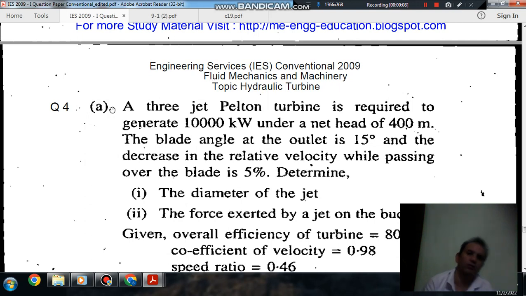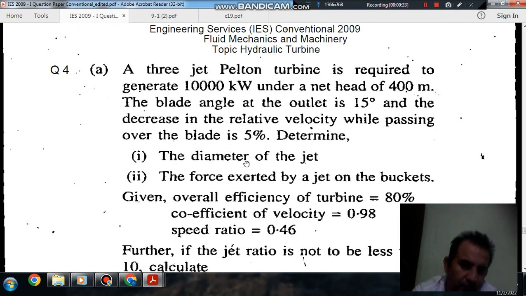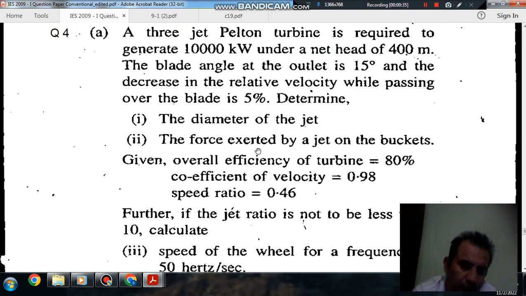Question number 4 from Engineering Services Conventional 2009: a 3-jet Pelton wheel turbine is required to generate 10,000 kilowatt under a net head of 400 meters. The blade angle at the outlet is 15 degree and the decrease in relative velocity while passing over the blade is 5%. Determine 1. The diameter of the jet. 2. The force exerted by a jet on bucket.